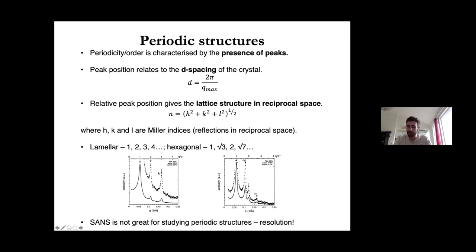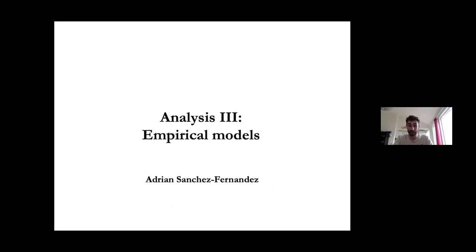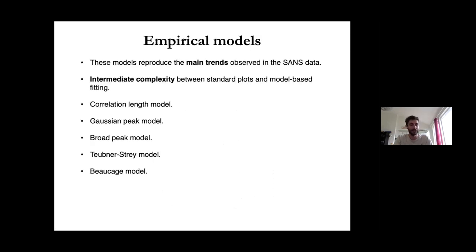So if someone has any questions about this type of analysis, I don't have time to go into lots of detail on each of them, but I will be happy to discuss them in more detail if someone wants to think about them. Okay, so this part is the empirical models.